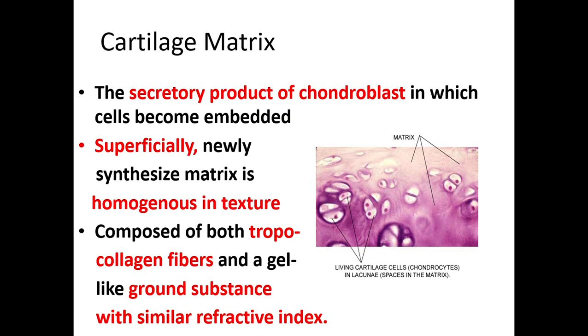The cartilage matrix is now the secretory product of the cells, and its characteristic is that it is homogeneous in nature. It appears like a transparent, gel-like substance. It's because the tropocollagen or the collagen fibers may have the same refractive index as that of the matrix, so they will appear as transparent or homogeneous.